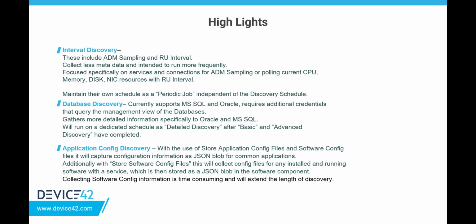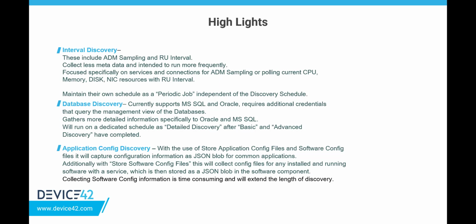Then we have the application config discovery. So this is in addition to selecting the store application config files and software config files, which is going to be pulling the different INI and XML files for common applications that we identify. Now, that can extend the length of discovery extraordinarily and the size of data that is captured, depending on the size of those application files, which in some cases may be multiple megabytes in size. We will have to walk that and get that file and bring that back to device 42, and generally we will see a much greater increase in the discovery time.